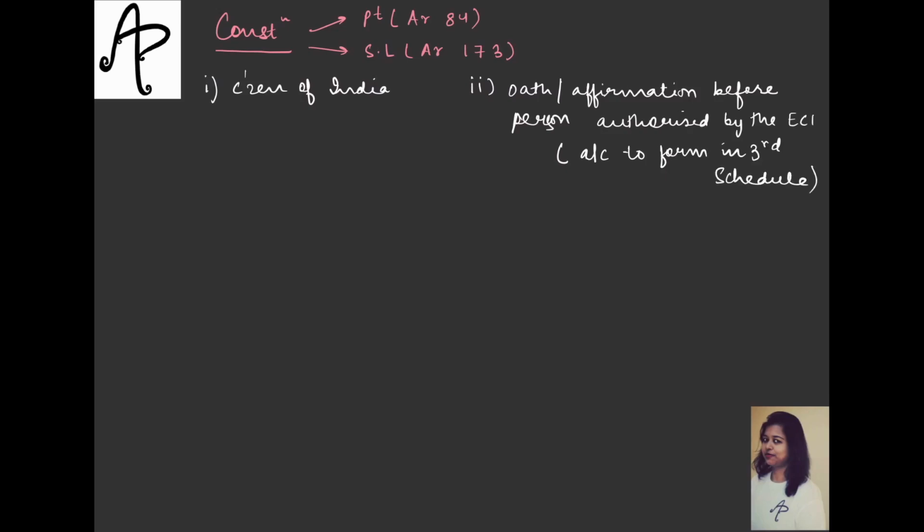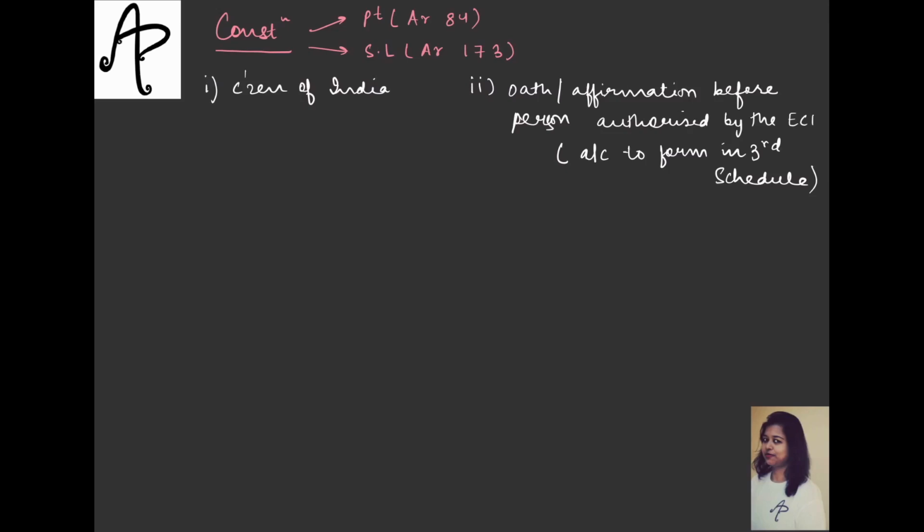Now please note that for the previous few offices that we have seen, for some of them you will find that the criteria, the oath and affirmation form is given right there in the Constitution itself. But for some, it is given in the third schedule. So all of those minute details, you will have to remember.